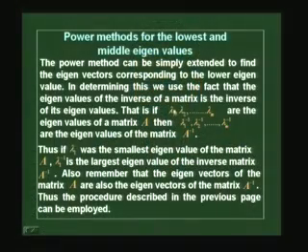So let us say lambda 1 happens to be the smallest eigenvalue of the matrix A. Then lambda 1 inverse would be the highest eigenvalue of the matrix A inverse. So we could simply find the largest eigenvalue of A inverse, and that will give us the smallest eigenvalue of the matrix A. And we know the eigenvectors don't change, right? The eigenvectors of the matrix A are also the eigenvectors of the matrix A inverse.